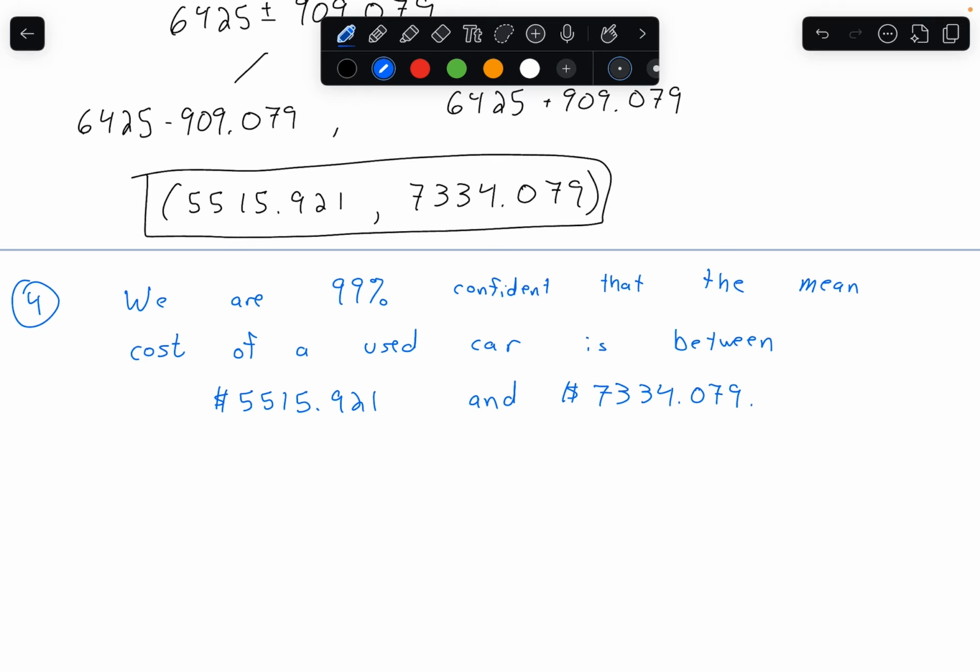So the overall interpretation should feel pretty familiar to the interpretations that we looked at way back in chapter 5 and 6 when we were talking about confidence intervals for proportions. Just the one key difference that we want to make sure that we mention here is that we're talking about means instead of averages. So we want to make sure that we mention that somewhere within our interpretation.